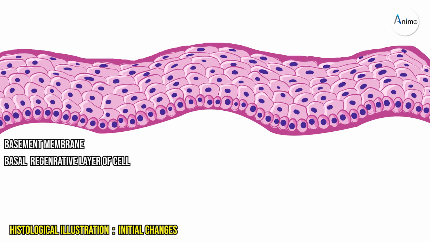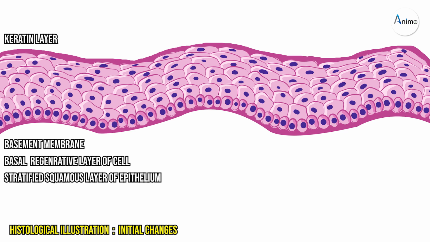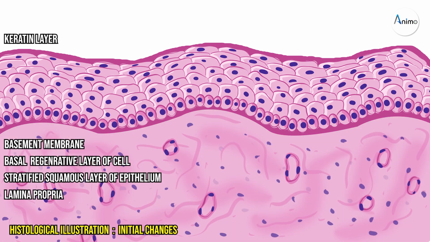This is the epithelium of tongue. It is a squamous epithelium but not simple. Rather, it is a stratified squamous epithelium, meaning there are layers and layers of cells, and it also has a keratin layer. So it is keratinized stratified squamous epithelium, and this is the lamina propria.